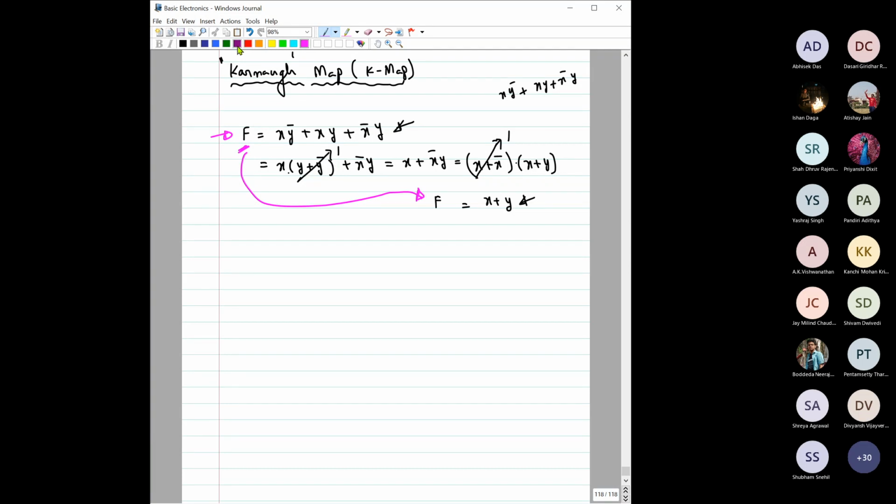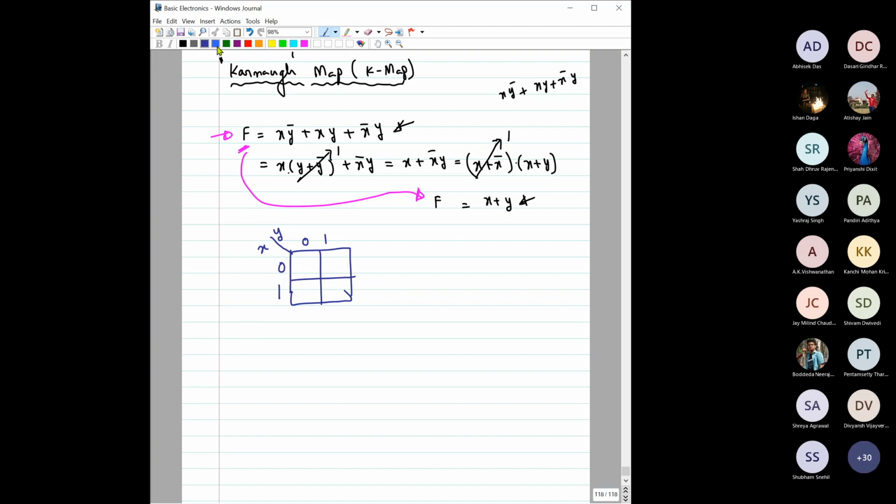For a Karnaugh map, we first have to notice how many variables there are. There are two variables, so there will be 4 boxes in the table. Two variables means 2 to the power 2, which is 4 boxes. So we write it this way: 4 boxes, and then write the variables. Here it is x and here it is y. Here we write the values of x, and here the values of y. y can take 0 and 1, and x can also take 0 and 1.